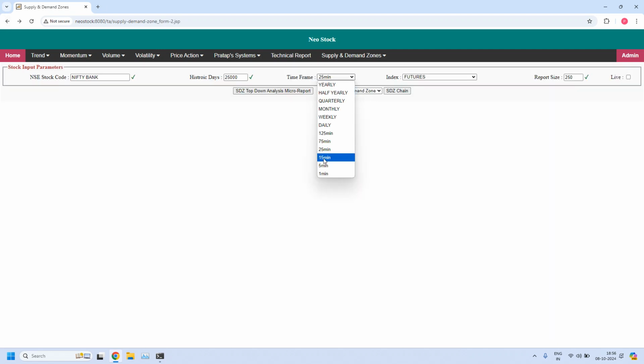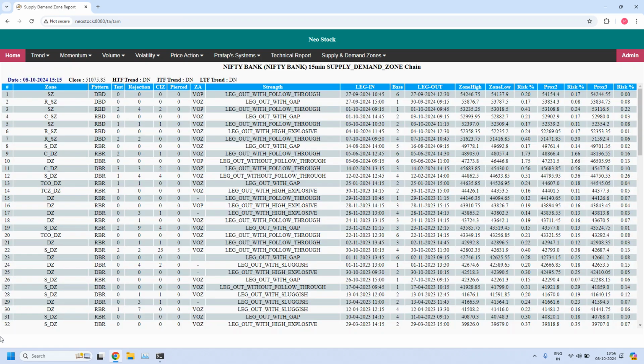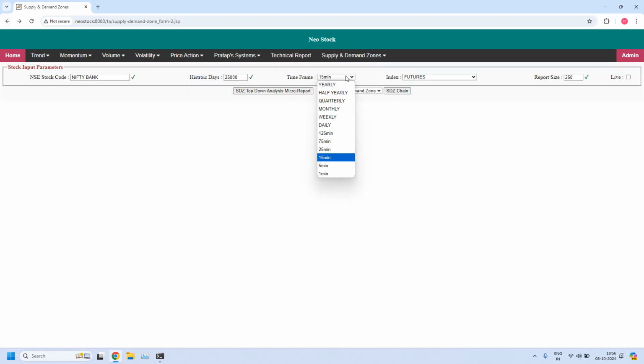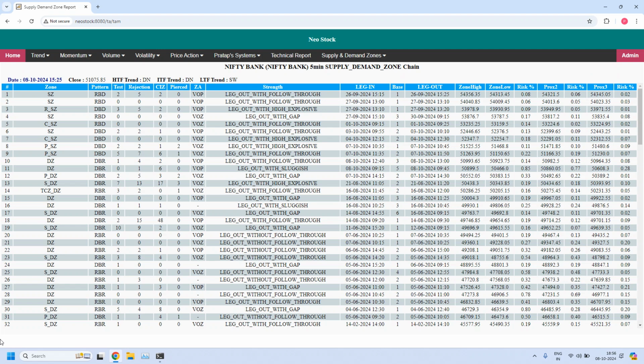Next time frame is 15 minutes, generating 15 minute supply demand zone chain for Bank Nifty. And the last time frame is 5 minutes, generating 5 minute supply demand zone chain for Bank Nifty. So this is about Bank Nifty supply demand zone chain. Next reports are about bullish and bearish trade setups.